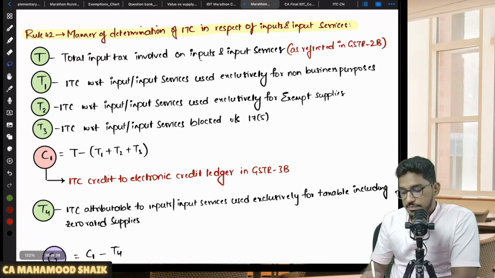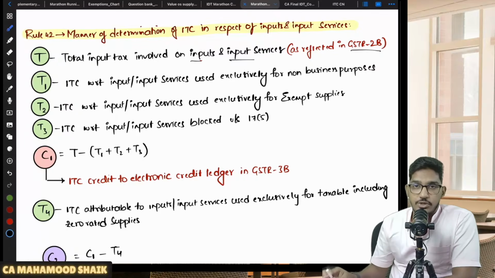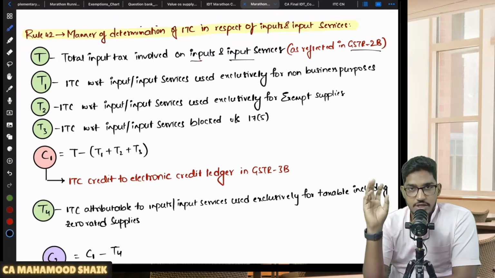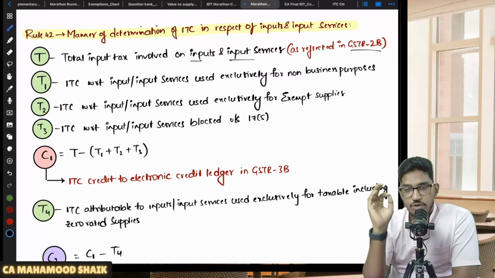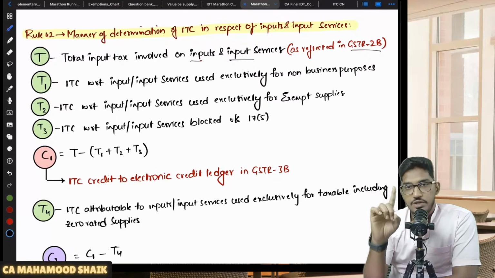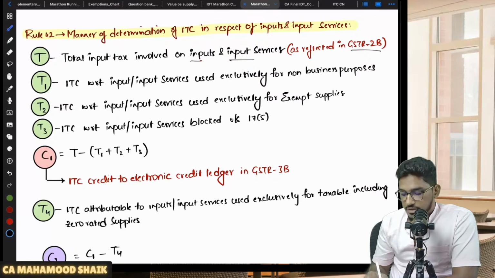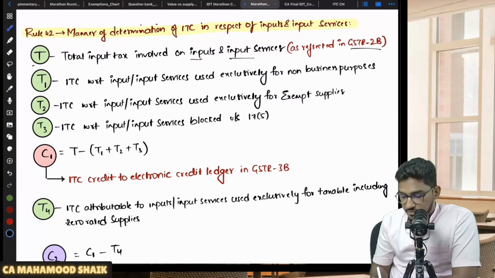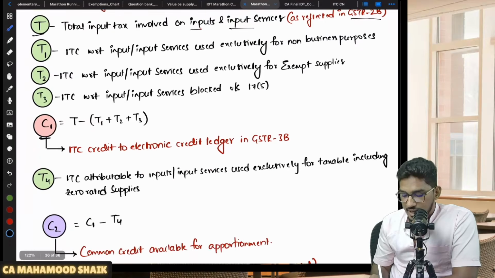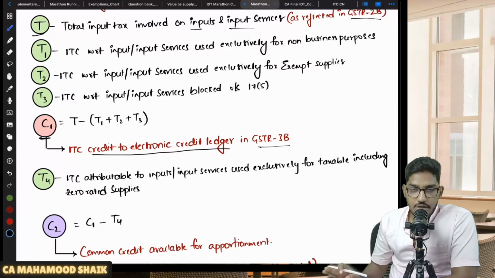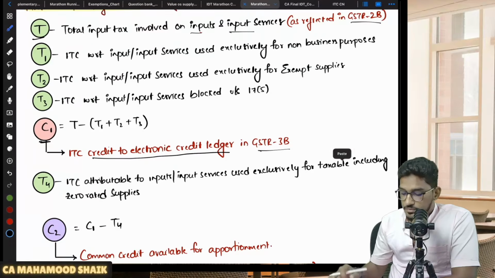First we have to start with something called T. Sir, what is this T? T means total input tax involved on inputs and input services as reflected in your GSTR 2B. If you open your GSTR 2B, it will show the total ITC available on your inputs and input services. The total ITC you have to start with. From that T, you have to exclude and calculate the ITC which is credited to your electronic credit ledger in your GSTR 3B. You have to calculate that.